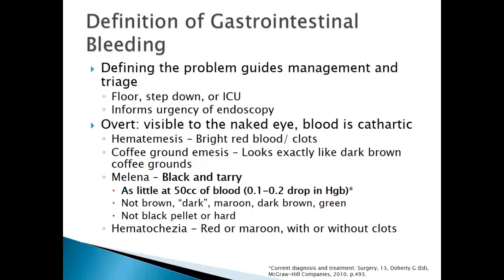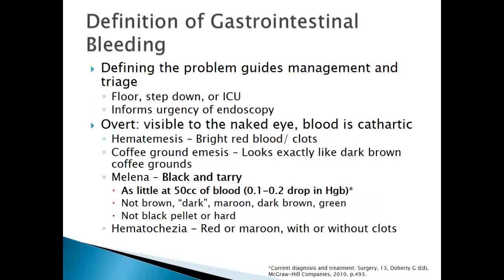Defining the problem guides management and triage. It can tell you should the patient go to step down, should they go to ICU, and then it also helps with informing the urgency of endoscopy. So hopefully if you see what we see as urgent, you'll have an idea of where the patient needs to go, and then also how quickly you need to act.